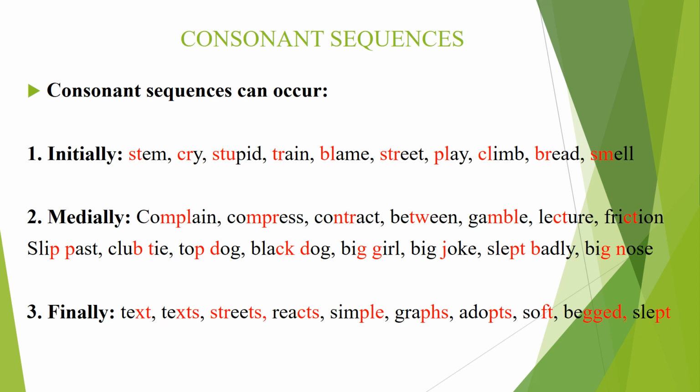All the sequences marked in red come at the beginning of the words, and they are all marked in red for you. Now, in medial position, complain, pla, comes in the middle of the word, compress, pra, comes in the middle of the word, contract, ntra, comes in the middle of the word, and again between gamble, needs, gamble, and lecture.